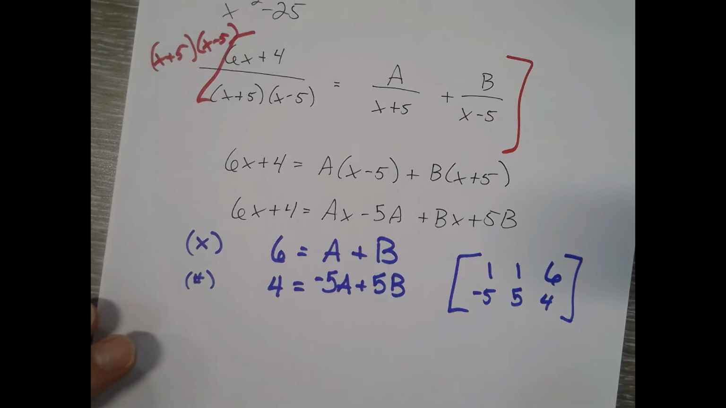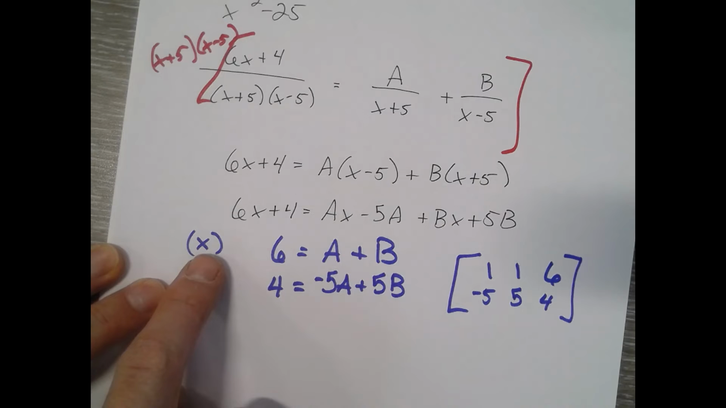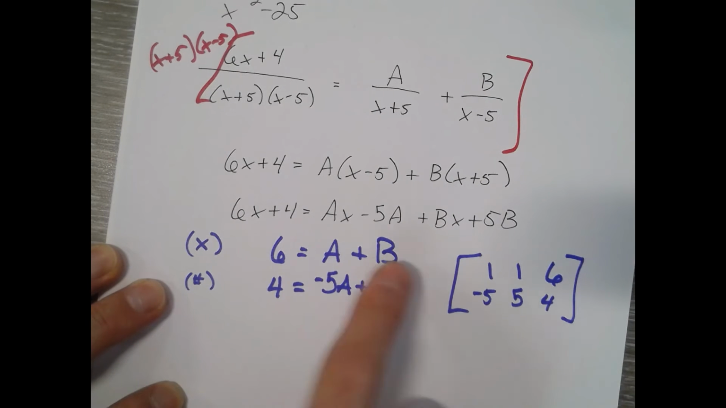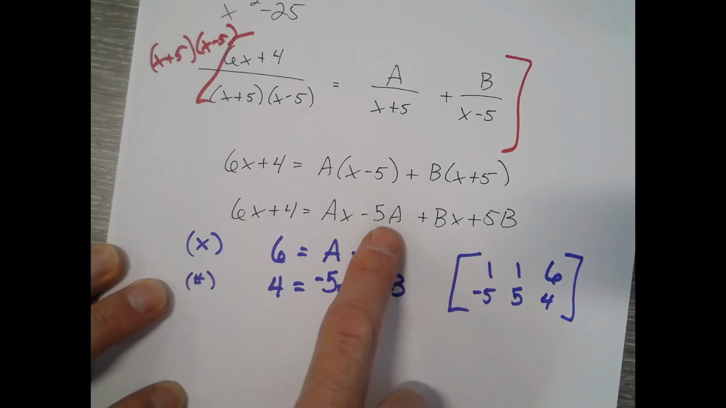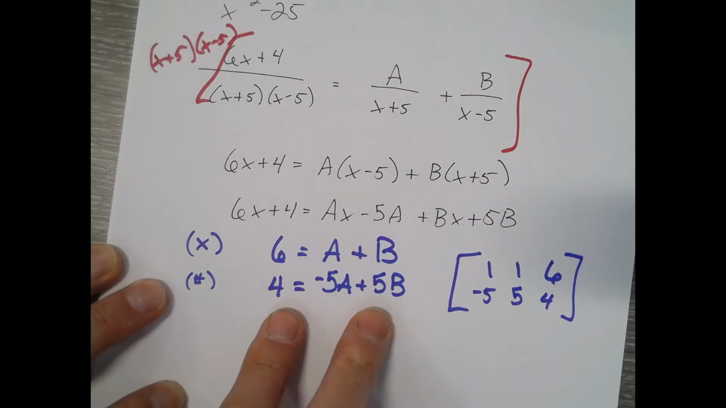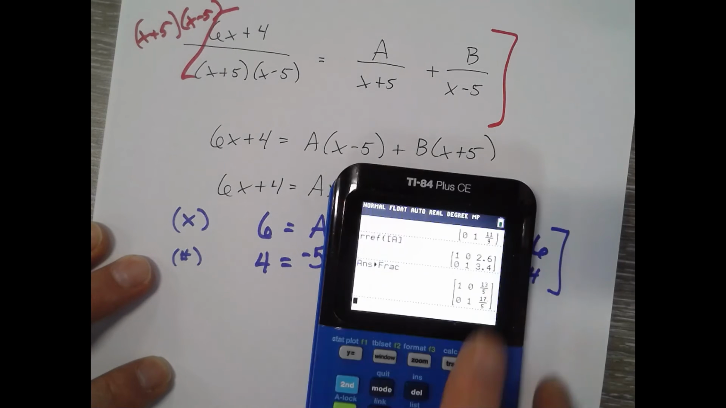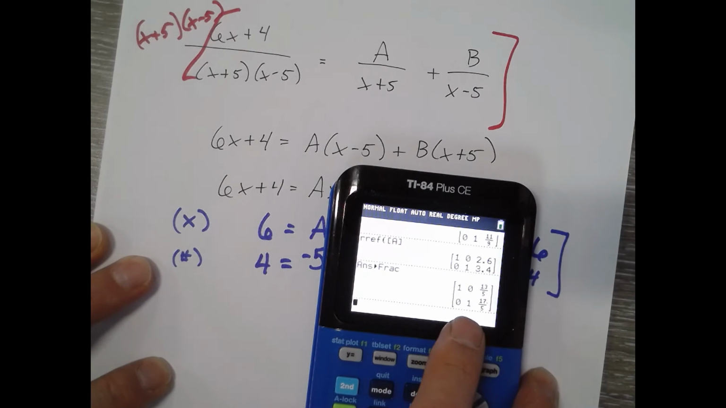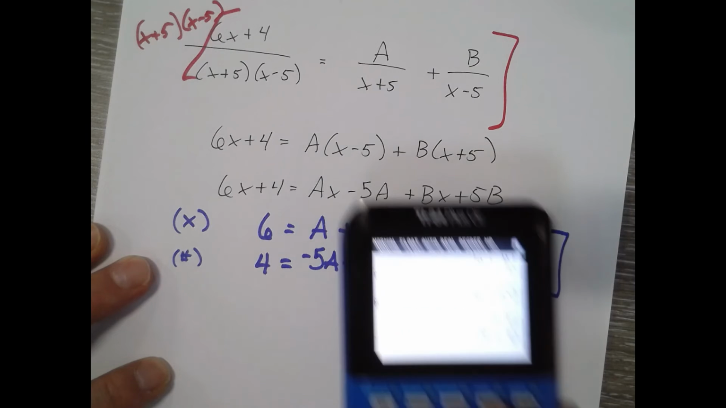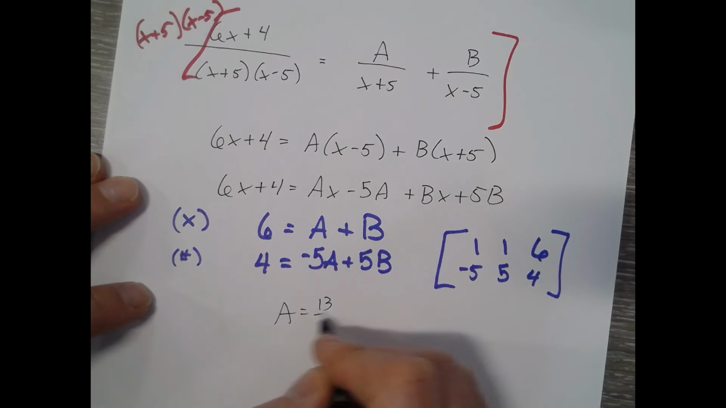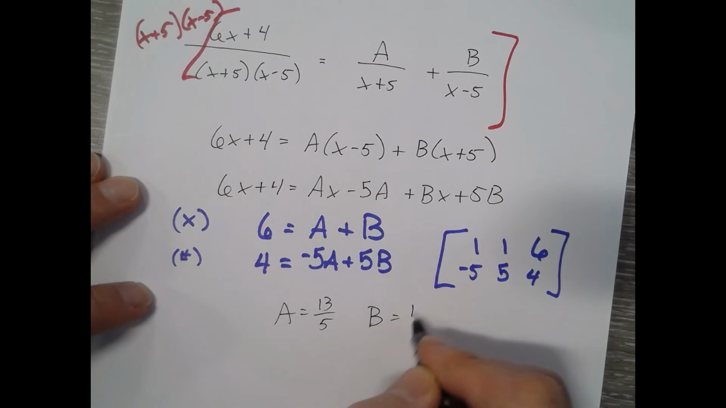Alright, so I got an equation for the x's. I've got 6 x's on the left and I've got a plus b. And then the numbers, I have 4 equals negative 5a plus 5b. I put it into a matrix, reduce row echelon, and then frac it, and I get 13/5 and 17/5. So A is 13/5 and B is 17/5.